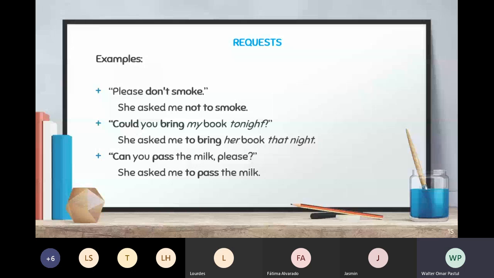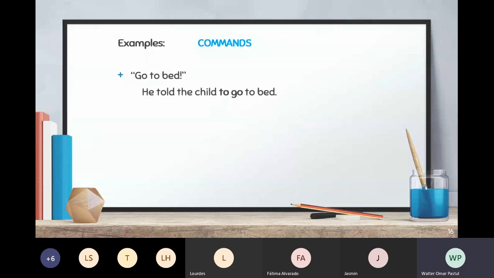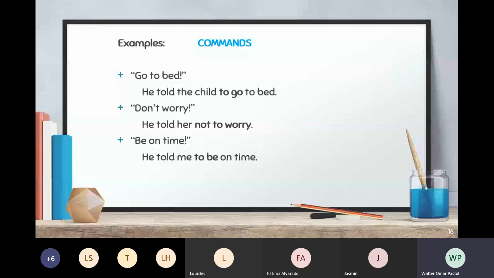Let's see commands. Go to bed. Remember that a command is an imperative form, right? Go to bed. So he told the child to go to bed. That is when we use the infinitive. Don't worry. He told her not to worry. That's the way we report. Be on time. This is so me, right? Be on time. The teacher told us to be on time. And that's the way to report commands. In this case, it's just easier. Is there any question so far?